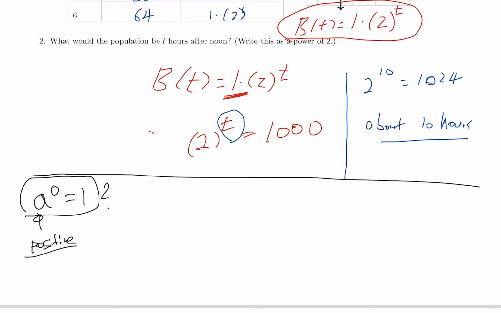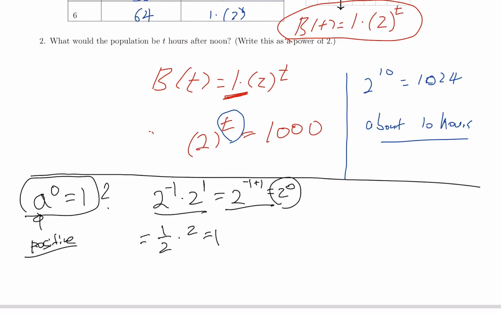So it cannot be 0. Let's look at an example. If I do 2 to the negative 1 times 2 to the 1 power, this gives me 1 over 2 times 2, which is 1, right? But if I follow the exponent rule, since the base is the same, I have 2 to the negative 1 plus 1, which is 2 to the 0. That's why 2 to the 0, which is the same as this, was 1.